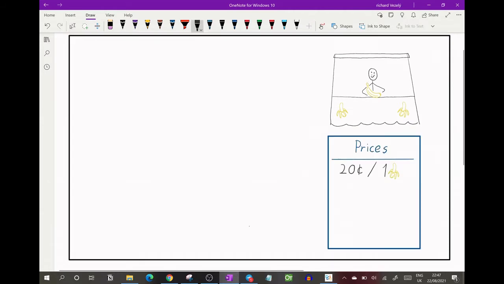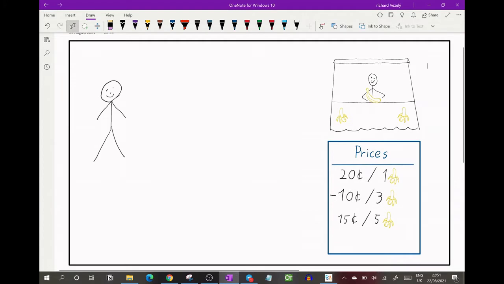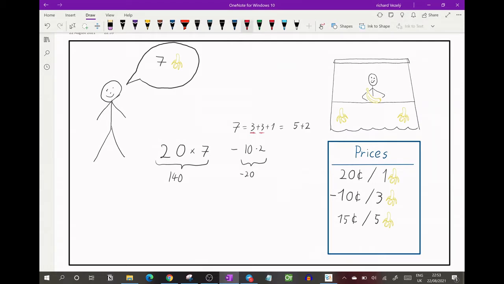He wants you to charge 20 cents per banana, but for every triplet of bananas, he gives a discount of 10 cents. And, to make things even more complicated, for every 5 bananas, he charges extra 15 cents. So when someone comes to the shop and asks you for 7 bananas, how much do you charge him? Well, 20 cents for each banana gives 140, but there are 2 triplets of bananas, so you subtract 10 cents for each, giving 120 cents. But there's also 1 quintet of bananas, so we need to add 15 cents, giving the final price of 135 cents.